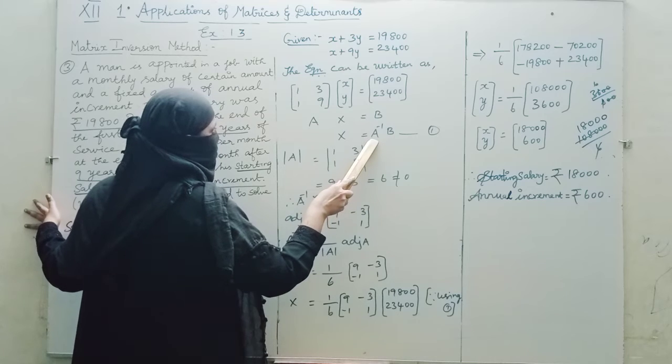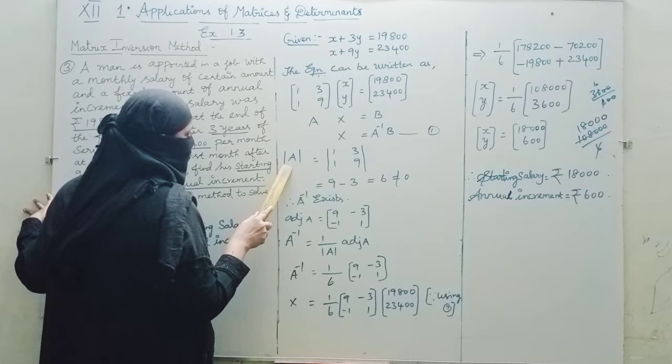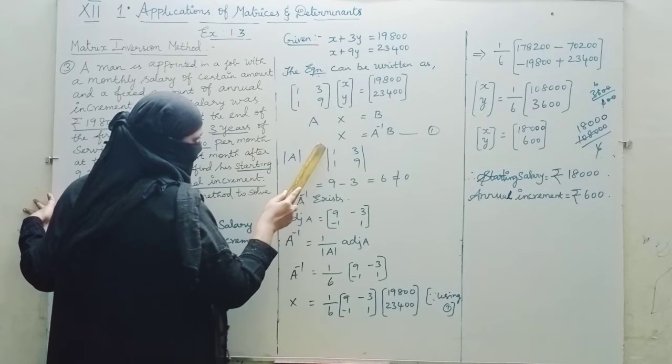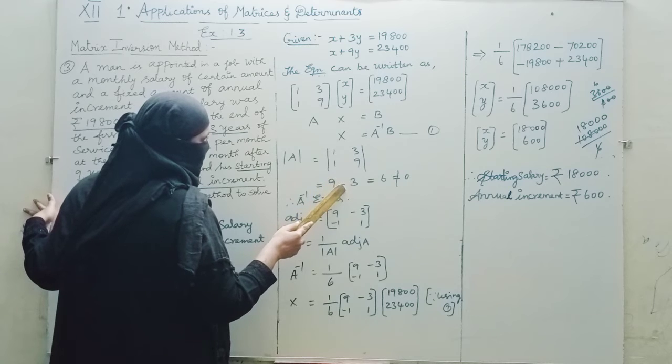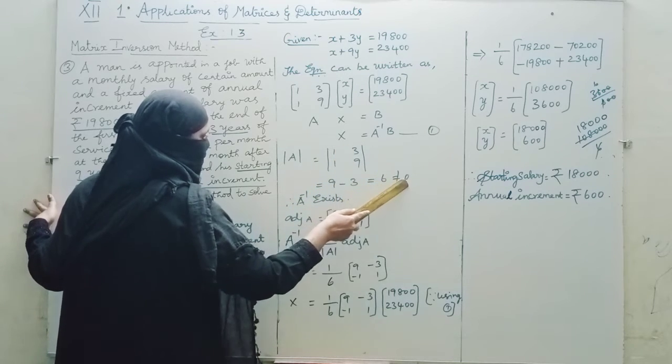For finding A inverse, what do we need? Determinant A and adjoint A. First we find the determinant A. Instead of the matrix box, we use the determinant box. So 1 into 9 is 9, in the middle minus, 3 into 1 is 3, 9 minus 3 is 6. 6 is not equal to 0.